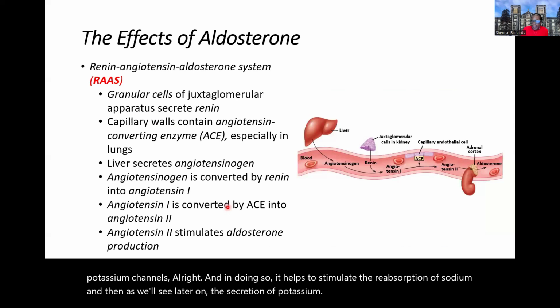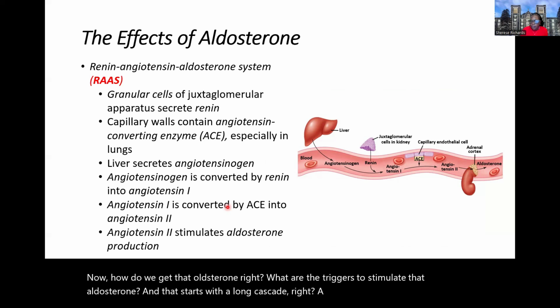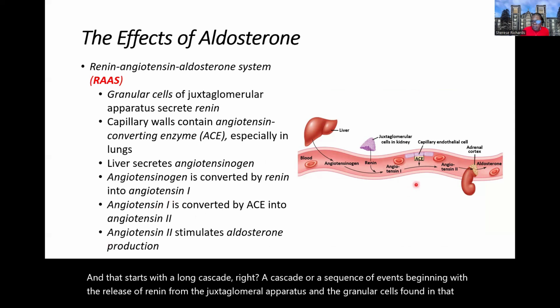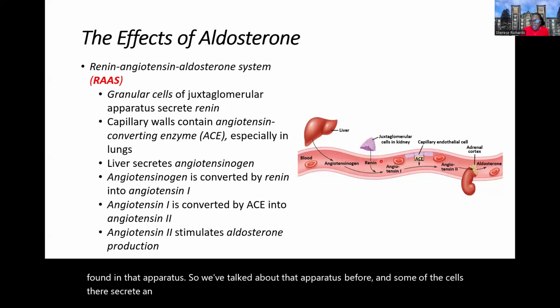Now, how do we get that aldosterone, right? What are the triggers to stimulate that aldosterone? And that starts with a long cascade, right? A cascade, or a sequence of events, beginning with the release of renin from the juxtaglomerular apparatus and the granular cells found in that apparatus. So we've talked about that apparatus before, and some of the cells there secrete an enzyme known as renin.